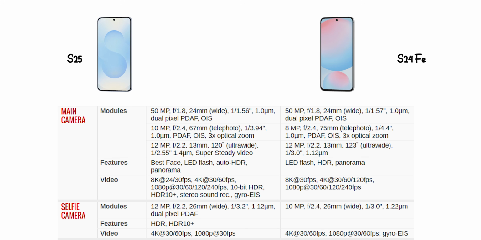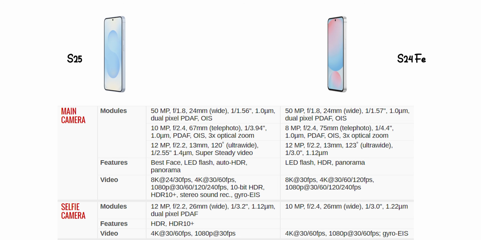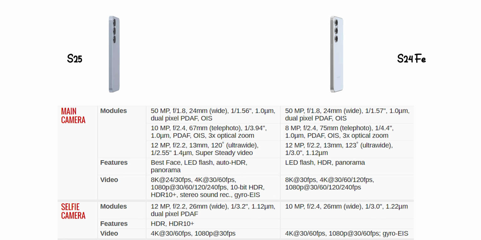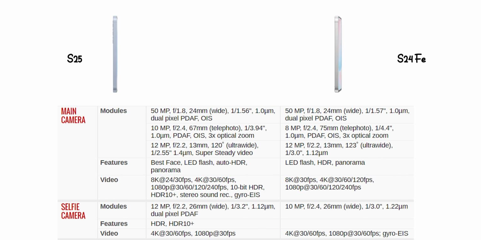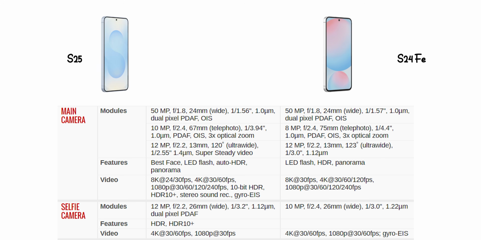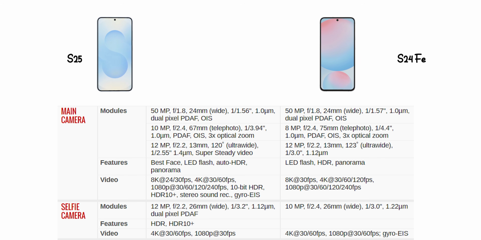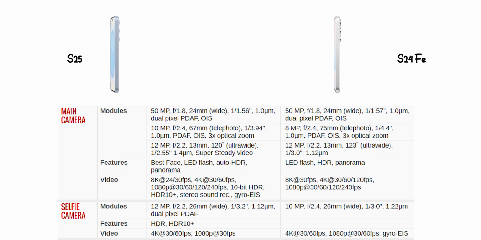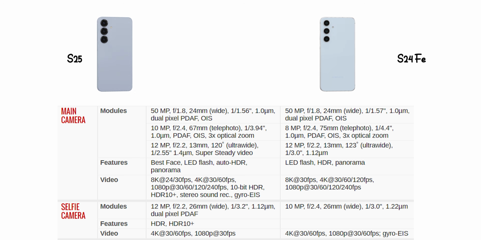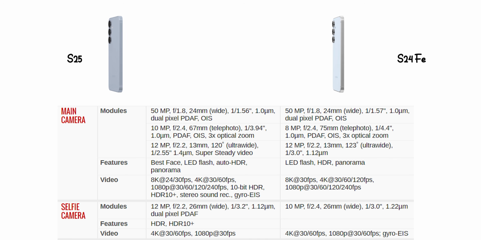I'll tell you at a glance about these two mobile phone cameras. The main camera on both of these two mobile phones is 50 megapixel with an aperture of f1.8. The second camera is 10 megapixel in S25 and it's 8 megapixel in the S24 FE. Both have the same aperture value of f2.4. And the third camera is also the same, 12 megapixel with an aperture of f2.2 on both these mobile phones. However, the field of view differs here. In S25 we get 120 degrees field of view. In S24 FE it's 123 degrees.